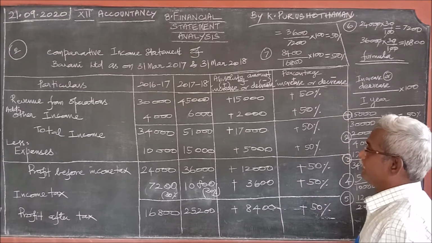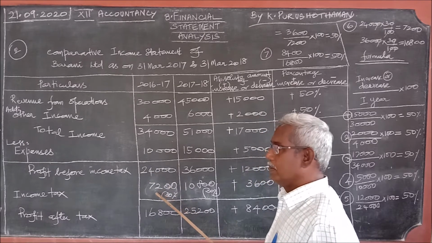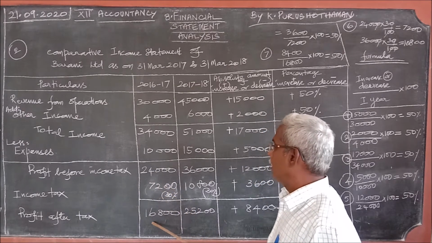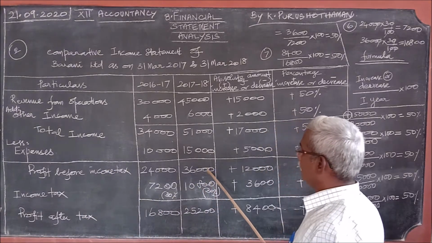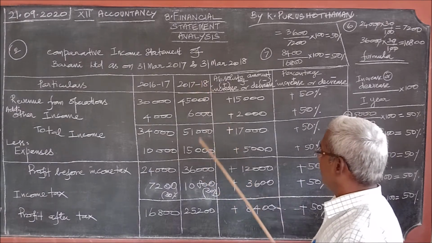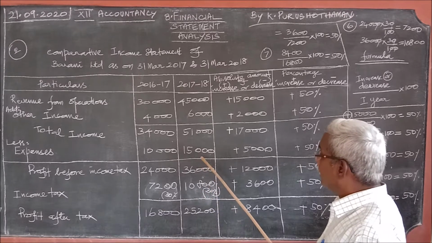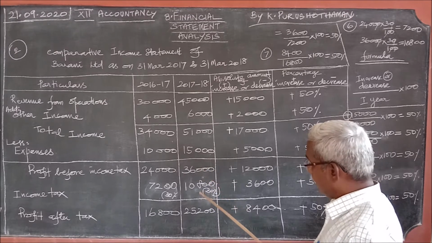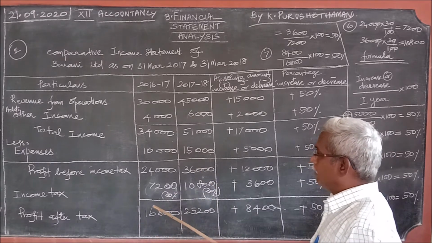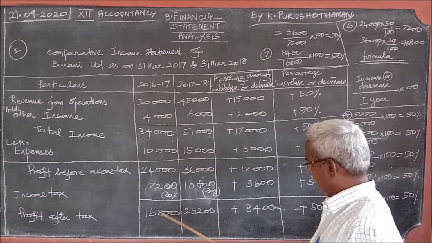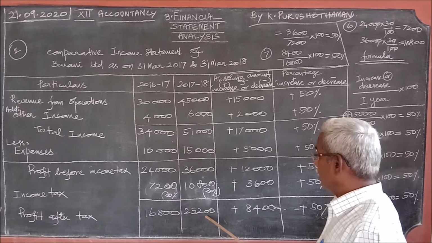I got it. So, from the profit, 24,000, 7,200 is paid. Therefore, what should be the remaining profit? That is, profit after tax, this one. From the profit earned in the year 17-18, 36,000, 10,800 is paid as income tax. Therefore, what should be the profit after income tax? From this you minus. So, now, after income tax, 16,800 during the first year, 25,200 during the second year.